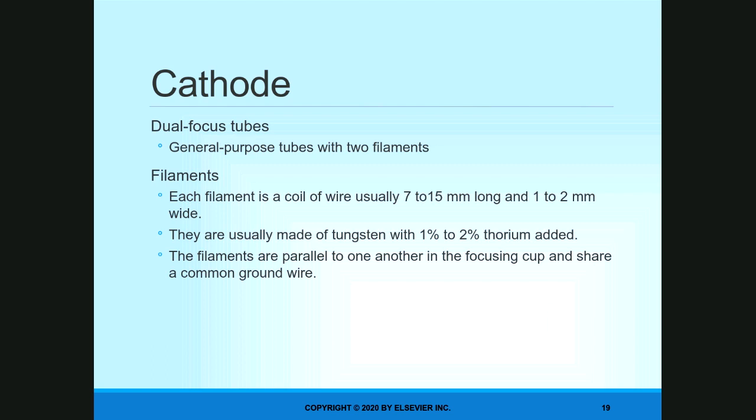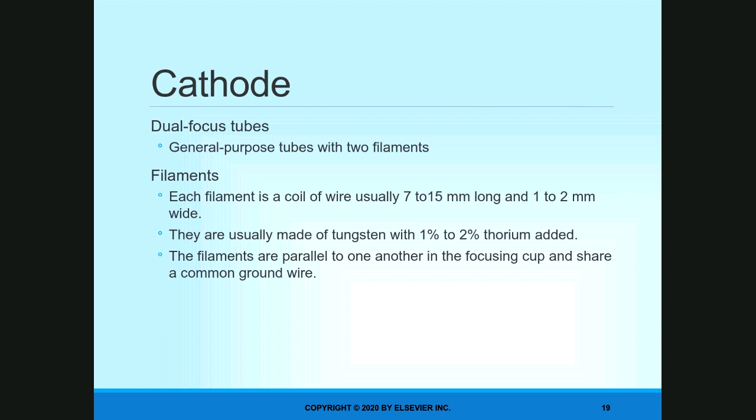The filaments are a coil of wire, and that coil of wire is about the size of a filament in a toaster. When you look at the heating element in a toaster that toasts your bread, that's about the same makeup. They're typically made of tungsten, and they usually have 1 to 2% thorium added to them.